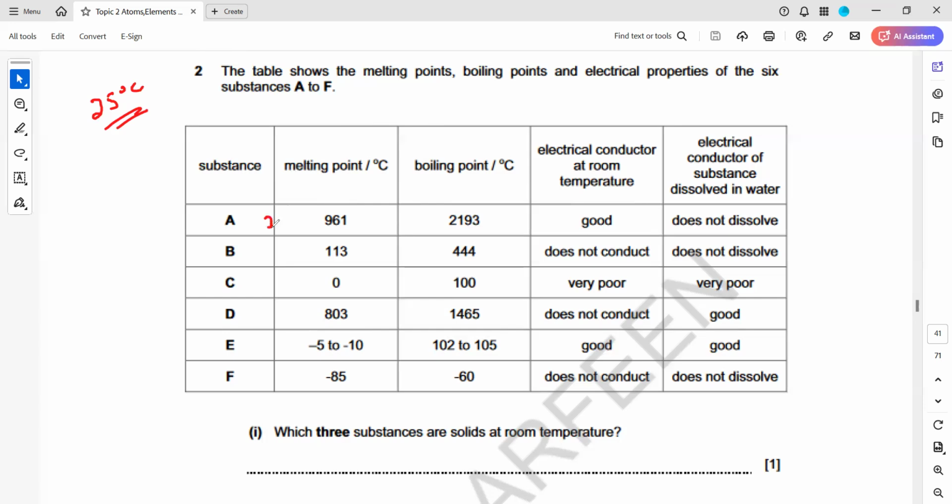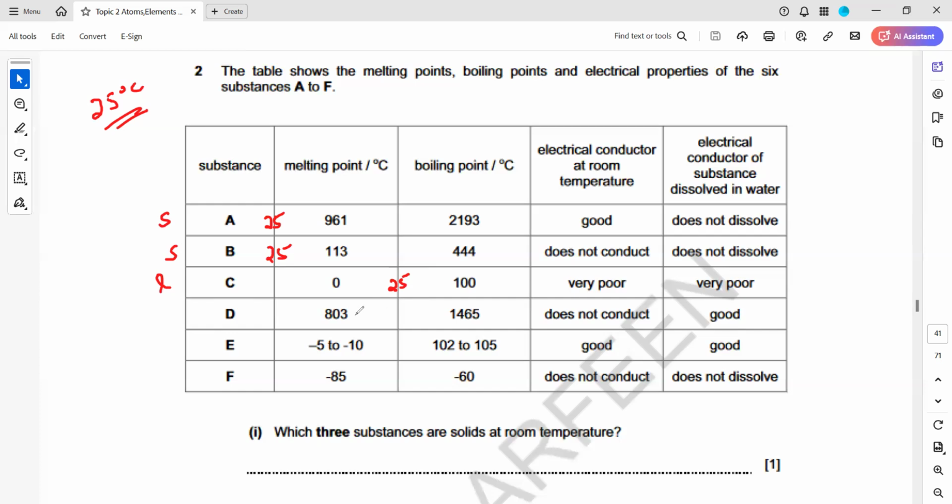Where will 25 lie? It will be here, so the state is solid. What about substance B? 25 will be here, solid. What about the next substance? Where 25 lies between 0 and 100, so that will be liquid.